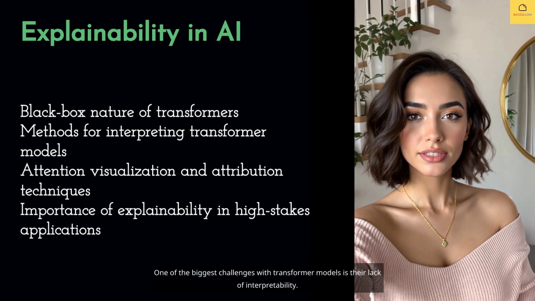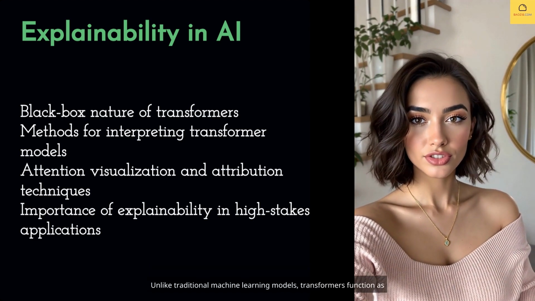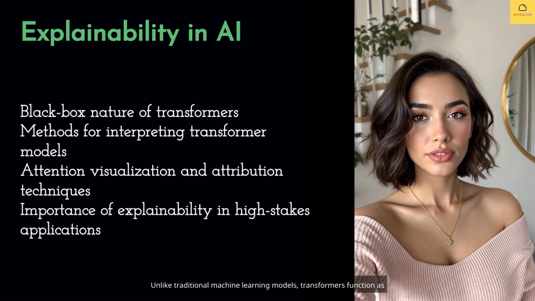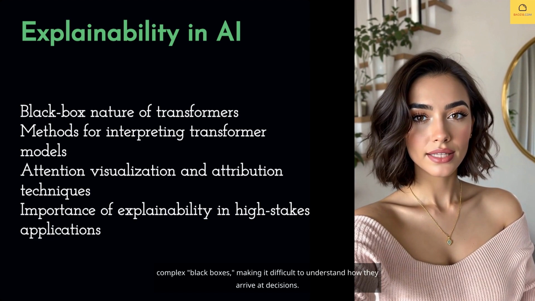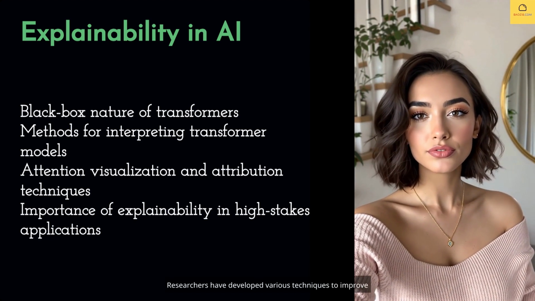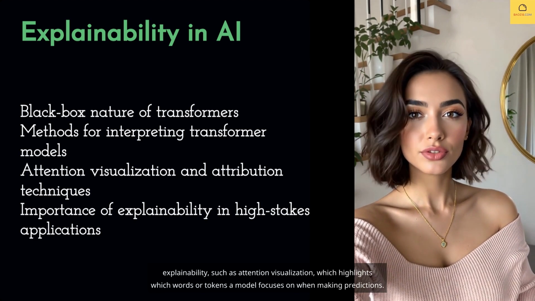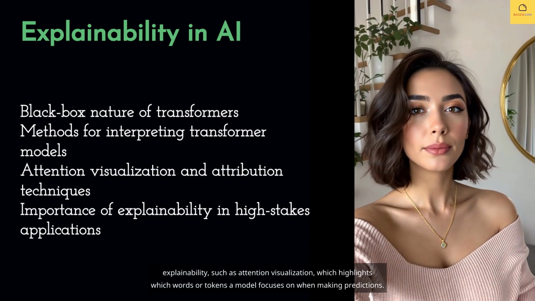One of the biggest challenges with transformer models is their lack of interpretability. Unlike traditional machine learning models, transformers function as complex black boxes, making it difficult to understand how they arrive at decisions. Researchers have developed various techniques to improve explainability, such as attention visualization, which highlights which words or tokens a model focuses on when making predictions.